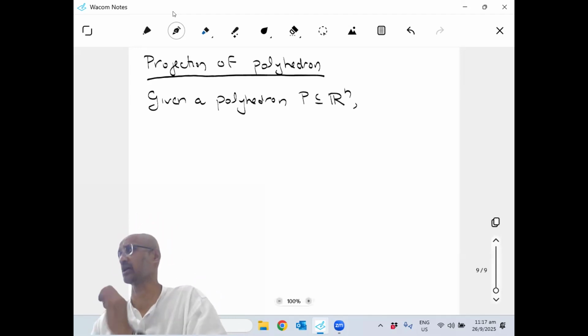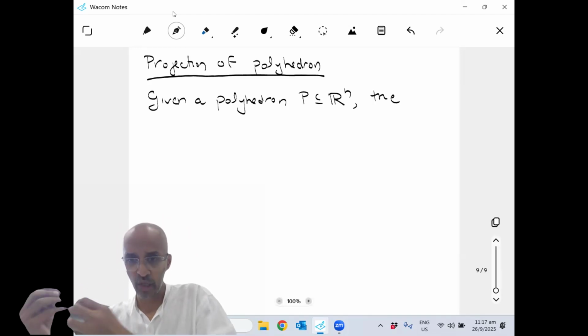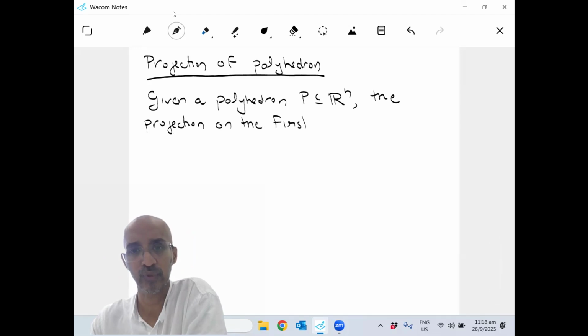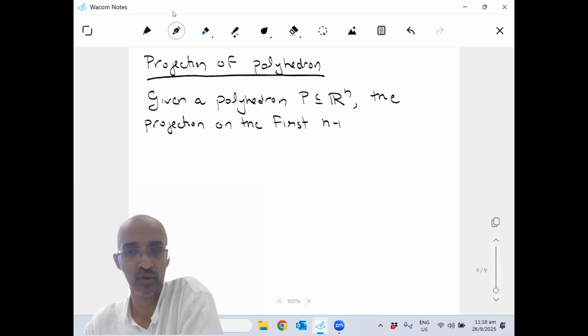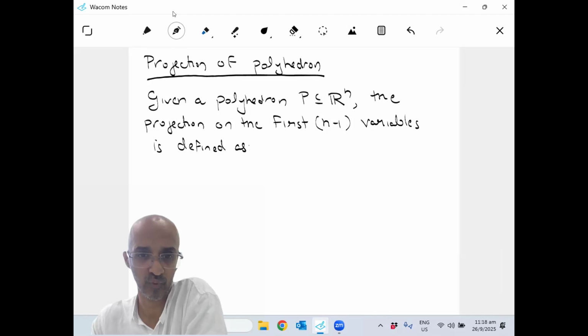okay, so we're going to start by making a projection onto a single coordinate. So I'm going to project out a single coordinate. So the projection on the first n minus 1 variables, okay, is defined as, I'll show you an example after we do the definition. So I'm going to define the projection on the first n minus 1 variables of P as what?